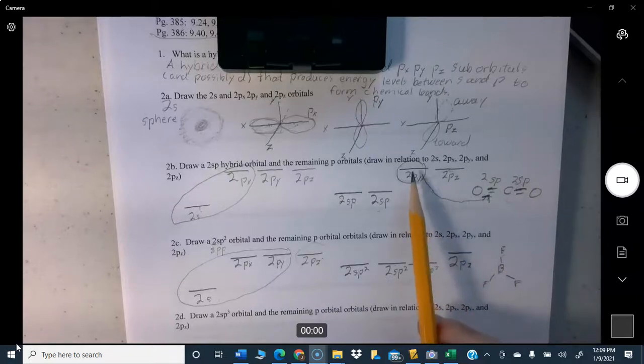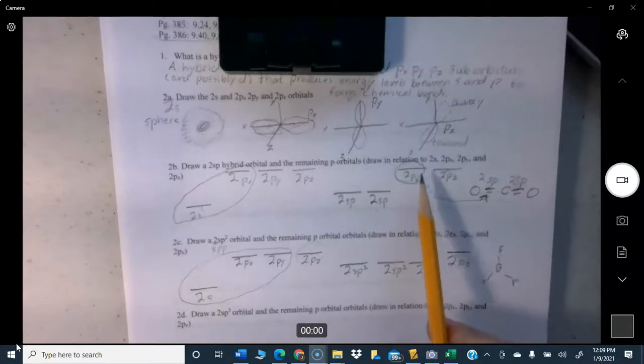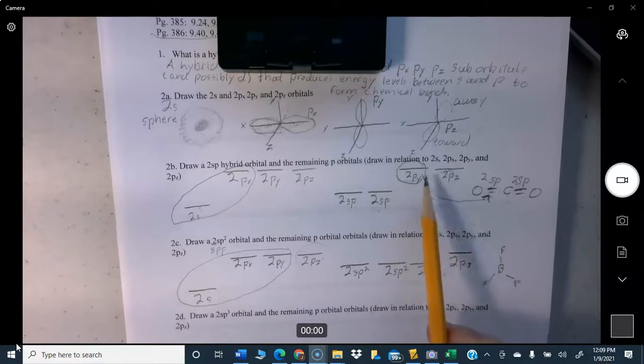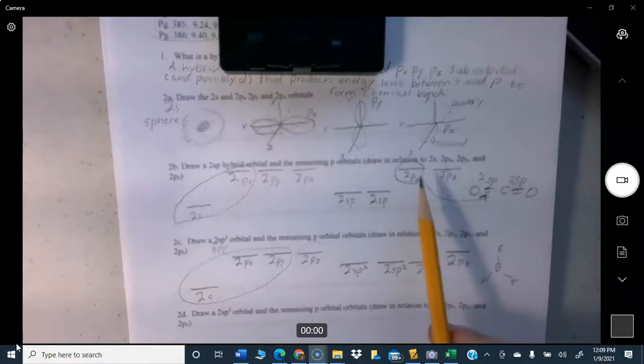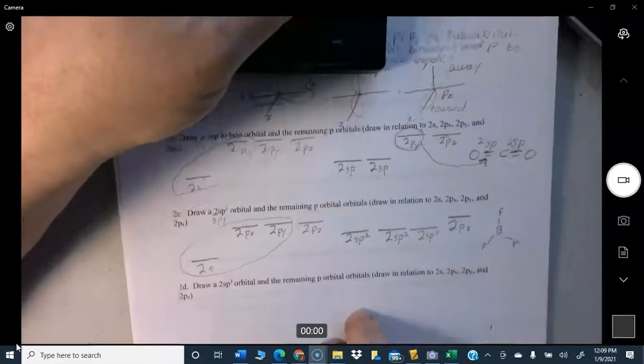Unlike up here where you had 2 unhybridized p orbitals. Let me correct that. Two unhybridized p orbitals, and that could form a double bond and then a triple bond, even though it only formed a double bond with carbon dioxide. Okay, there's that. Now we're going to move on.